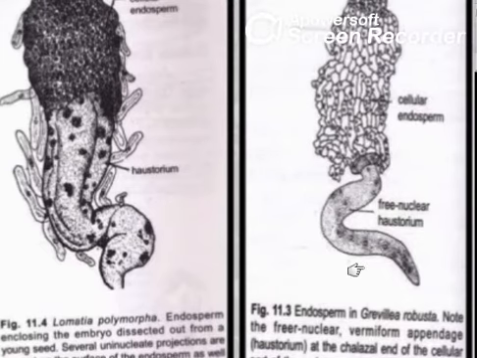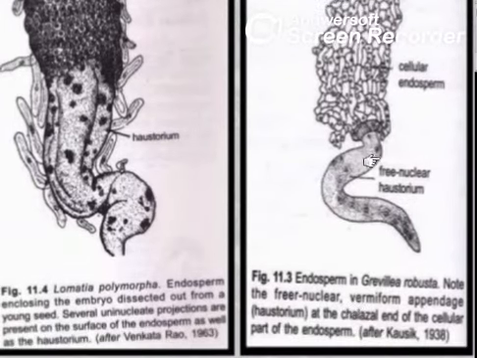And this nuclear region is forming what we call the haustorium, or we also call it the vermiform appendage. Why? Because it looks like a worm. A haustorium is more or less like a rope, or a connector. It helps to connect one part of the tissue to another. Okay, haustoria. So this free nuclear zone becomes a haustorium.